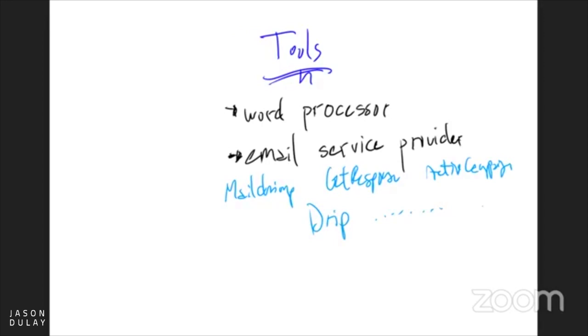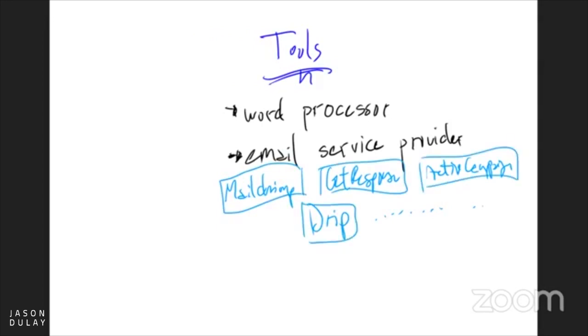And if you want to get into email copywriting, you should be familiar with the most popular ones. Like the most popular one here is MailChimp. It's not the easiest to use. It's pretty difficult to use, but it's what most people use because it's probably the oldest or one of the oldest and one of the most popular.